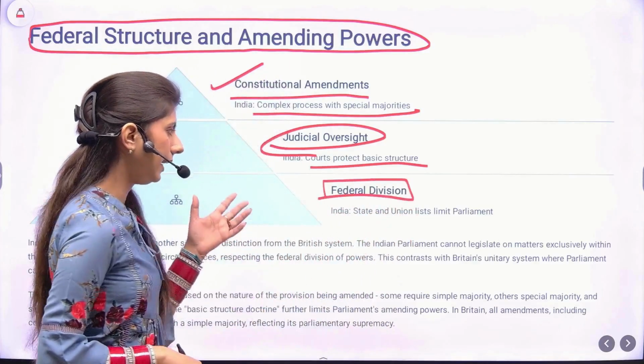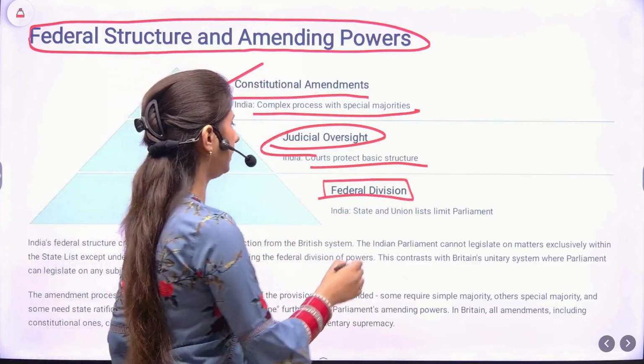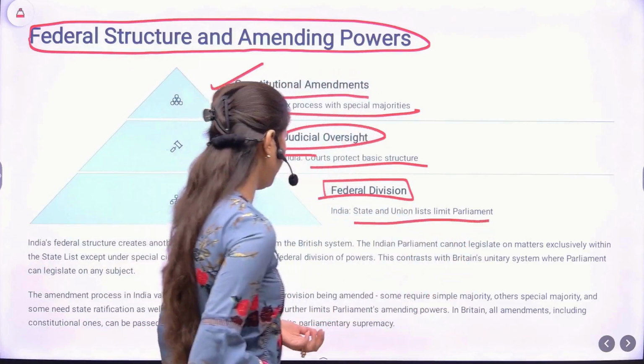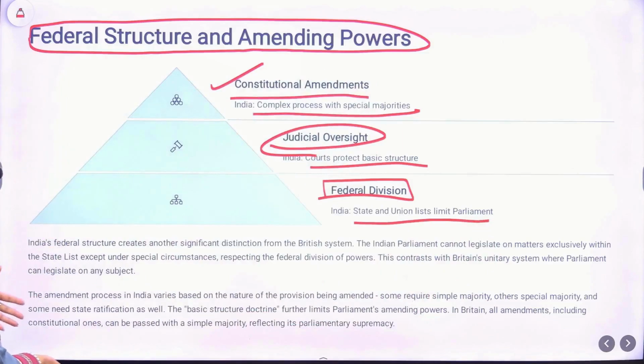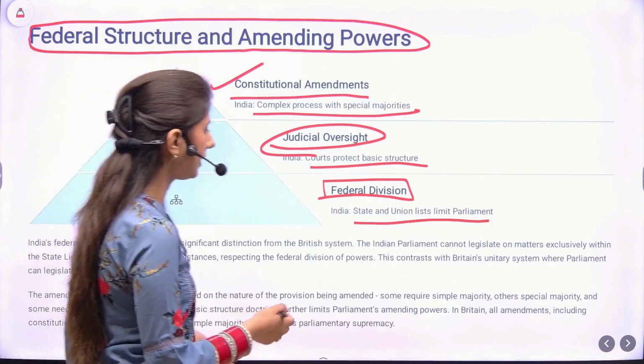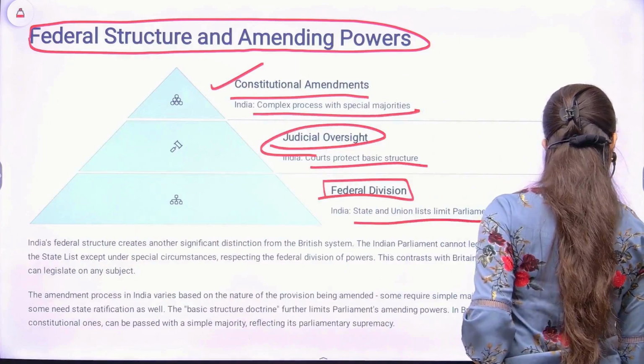Federal division. In India, the state and union lists limit the Parliament. So this is all which we have already discussed. So we are just skipping it, coming to the next slide. You can read it.